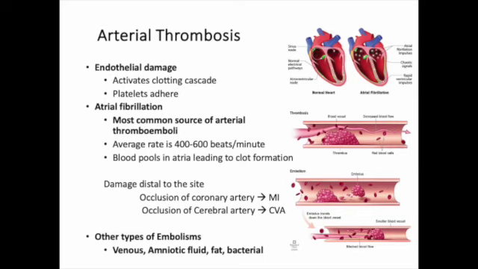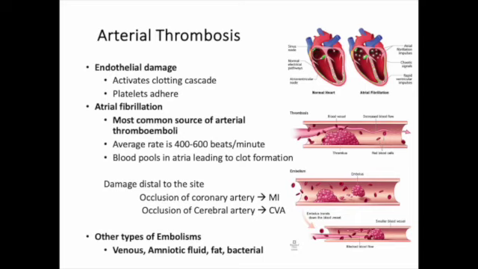Now, we talked about endothelial damage, and we blame that on atherosclerosis, but let's also talk about AFib. Atrial fibrillation is a dysrhythmia that can also cause thromboemboli, and it's the most common source of arterial thromboemboli. And this is when your heart is firing at an average rate of about 400 to 600 beats per minute. And if your heart is firing that fast, it's not doing an efficient job at moving blood through and causing blood to flow. And so the blood eventually pools in the atria and it leads to clot formation.